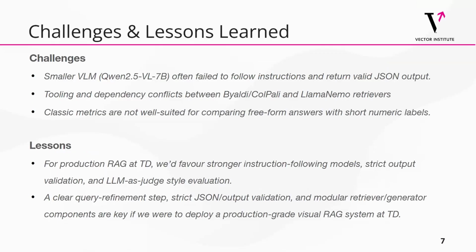Thank you, Saeed. We definitely hit some challenges along the way. First, on the generation side, the smallest Qwen 2.5 model was not very reliable, as it sometimes failed to return a valid JSON output, which broke our evaluation pipeline. On the retrieval side, BYAILDS is the wrapper of ColPali, but it does not yet support ColQwen 2 and Llama Nemo, so we in fact maintain separate environments for these two retrievers.